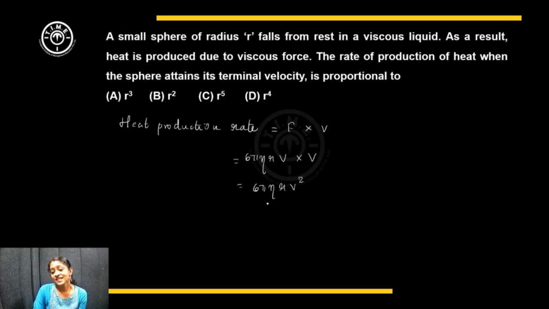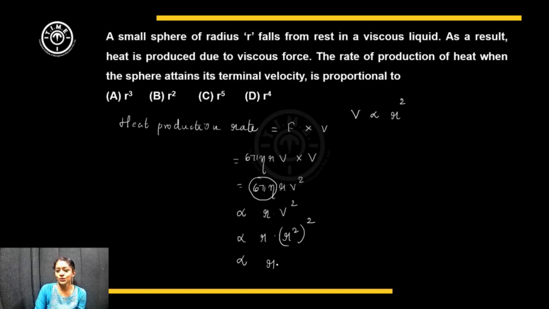Okay. Now there is nothing much to do. We can solve the question in fewer steps. The 6 pi eta is a constant. So we can write this as directly proportional to r into v square. We already know the relation between terminal velocity and radius. What is that? Terminal velocity is directly proportional to square of radius. So in place of v, if you imagine r square, then you will get it like this, isn't it? So finally this would be proportional to r raised to 1 plus 4, that is r raised to 5. So the answer for this question is option C.